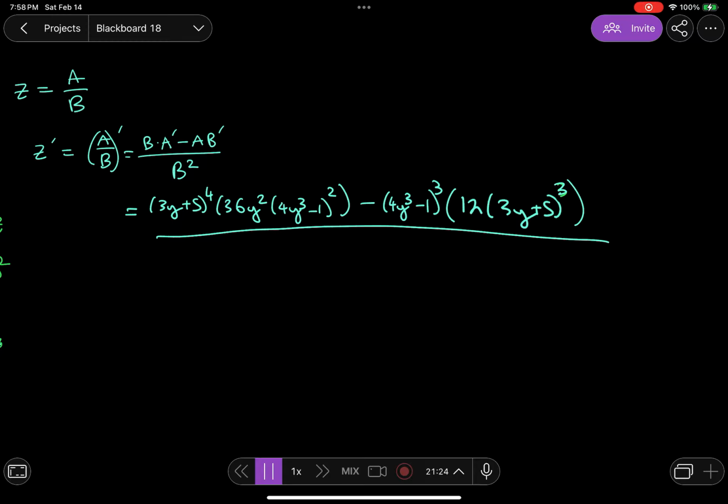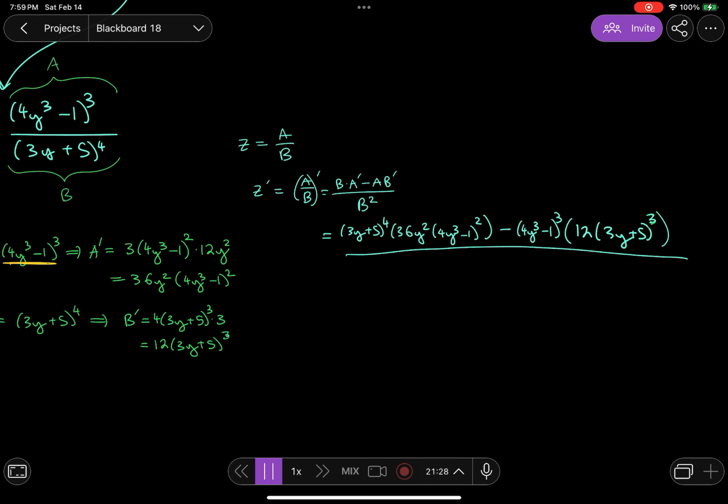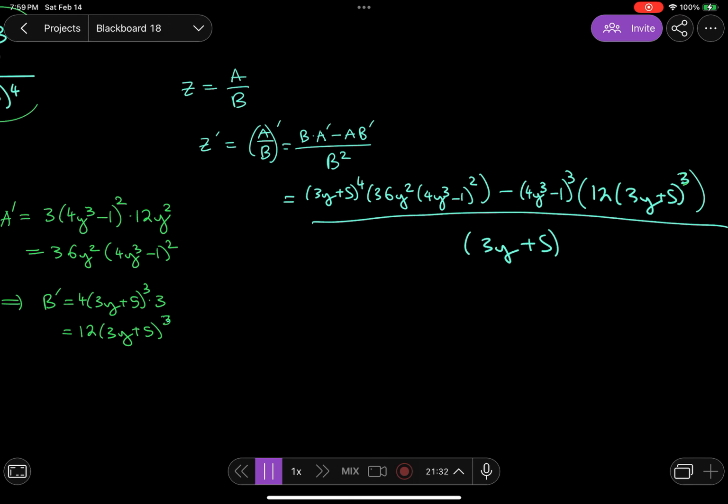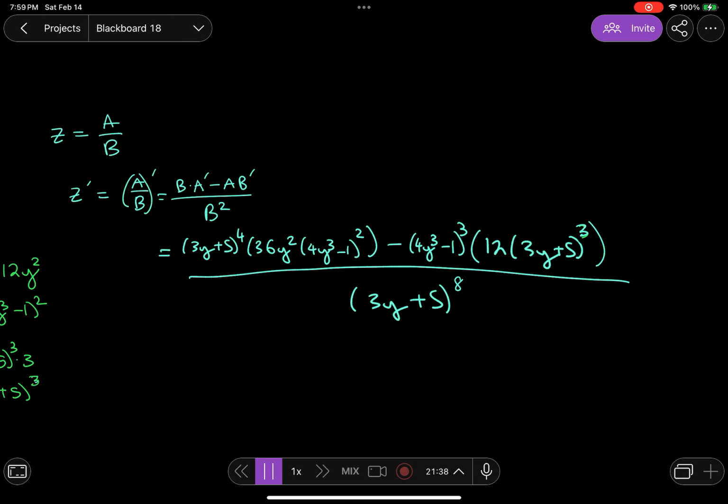All right, all divided by B squared. B is, okay, so that's going to be 3y plus 5, and it's to the 4th power. That is going to be 8 to the 8th power. What I'm going to do is I'm going to notice some common things. I'm noticing common terms from the numerator. So let's see the best I can do here.